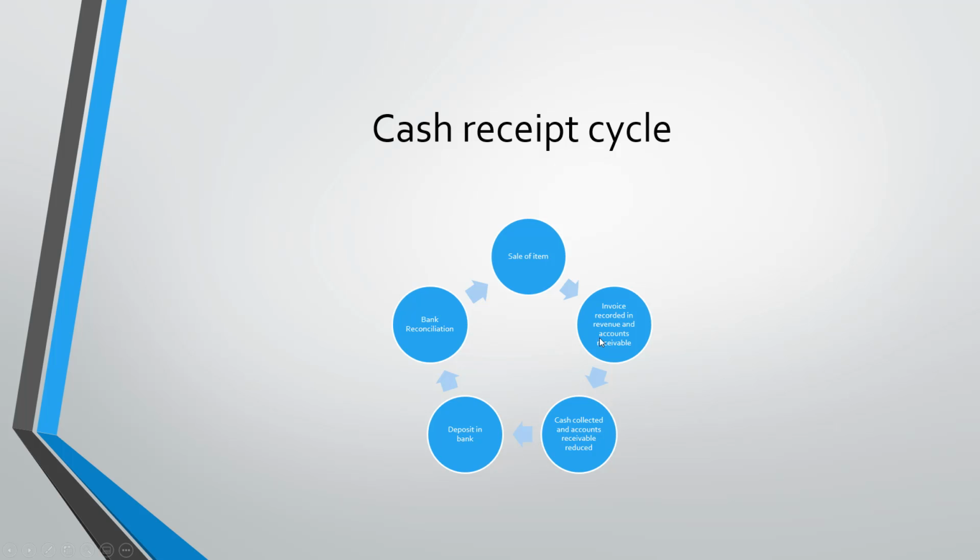Now, if you don't sell it for accounts receivable, your circle is going to be a little smaller because you won't have this step right here. But if you sell it for cash, it just comes here and all the way around, but it's still going to be a cycle. So now let's go into the cash disbursement cycle.